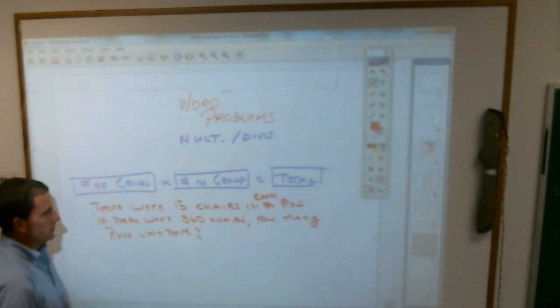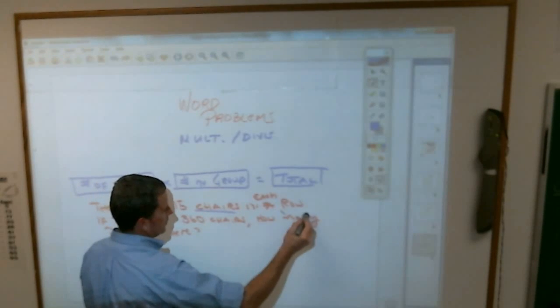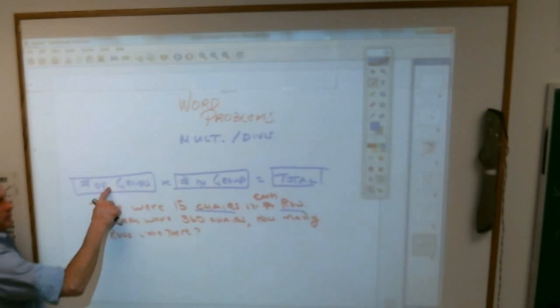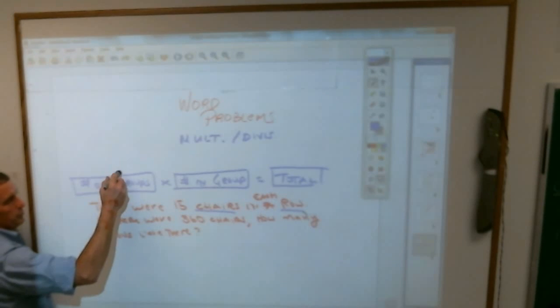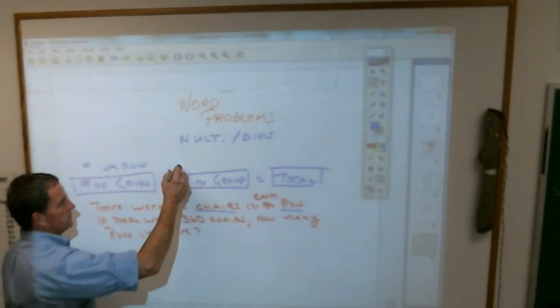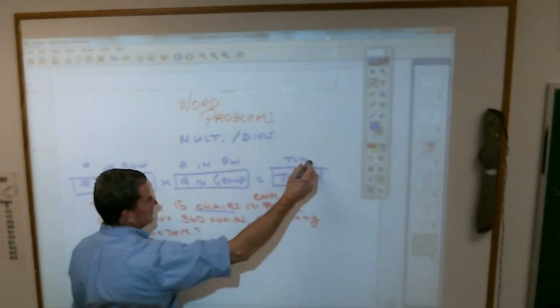If we're looking for nouns, it looks like we've got really two basic ones. We've either got chairs being a group of something or rows being a group of something. Is a chair a group of something, or is a row a group of something? A row is a group of chairs. So, instead of saying number of groups, you would say number of rows. The number of rows times the number in each row will give you the total.